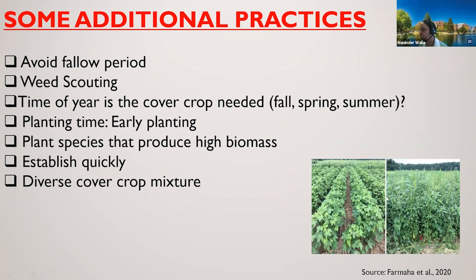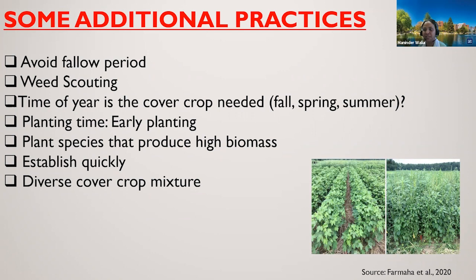For instance, this is one of the Clemson University images shown here. Here's the cotton, and then they had a cereal rye. So you can see the entire cereal rye mulch on the ground between the cotton rows, and without the cover crop, you can see how big the weeds are. So this clearly shows that having more biomass on the ground helps to suppress the weeds.